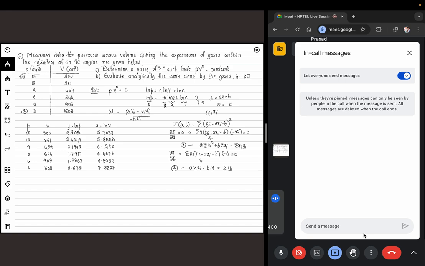For this particular problem, if I do the summation, I get the equations as follows. You can do this later yourself, you can try this out. The questions will be uploaded in the link that is shared in your NPTEL website. If I substitute the values, I get my first equation as a times sigma xi square, which is 247.4264, plus b times sigma xi, which is 38.3775, equals sigma xi yi.